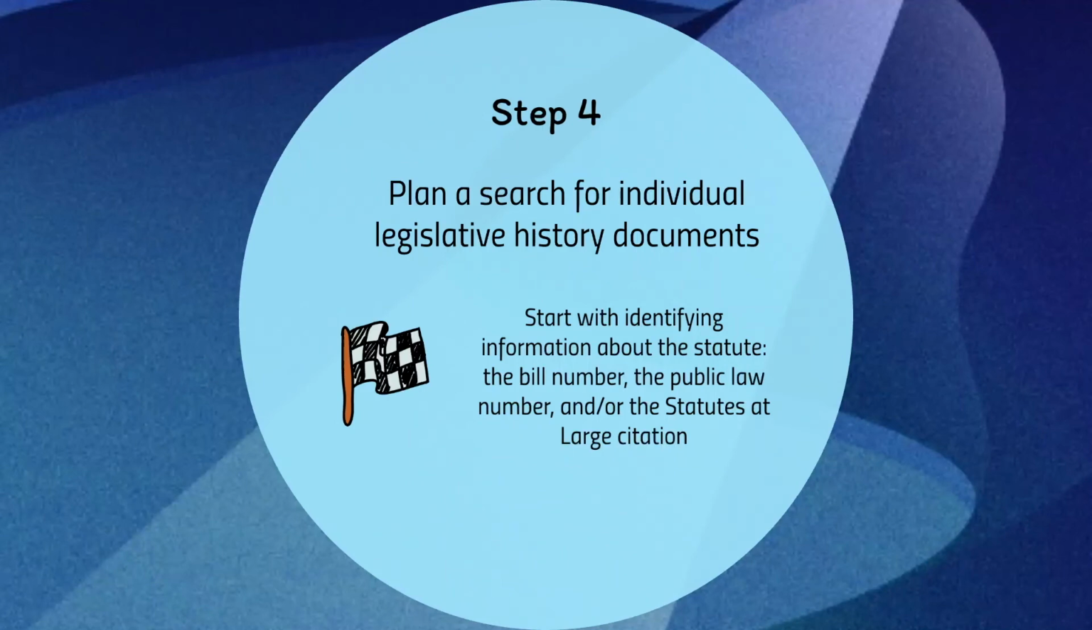Finally, in step 4, it's time to give in and plan a search. The critical piece of information to begin legislative history research is descriptive information about the ambiguous statute. You will need the bill number, the public law number, and/or the Statutes at Large citation to get started.